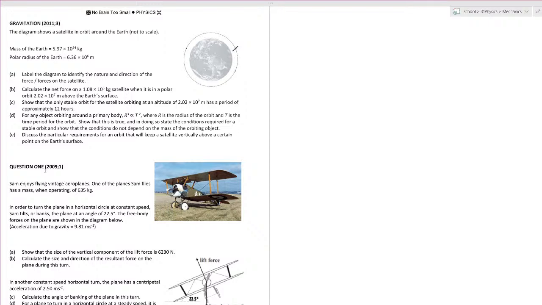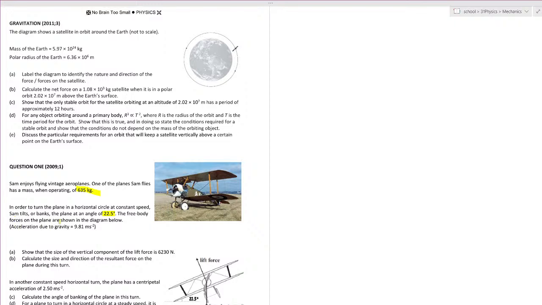Sam enjoys flying vintage airplanes. One of the planes that Sam flies has a mass when operating of that. In order to turn the plane in a horizontal circle at constant speed, Sam tilts or banks the plane at an angle of that.